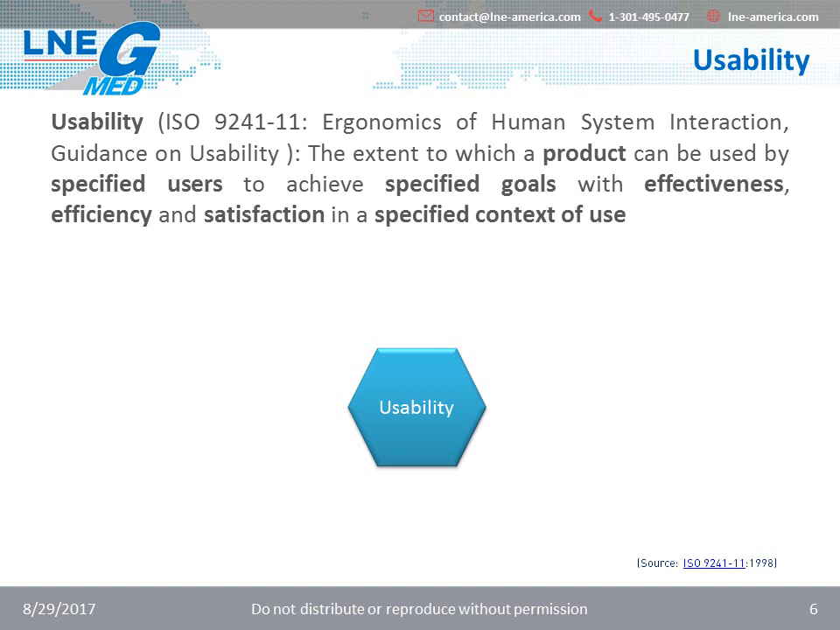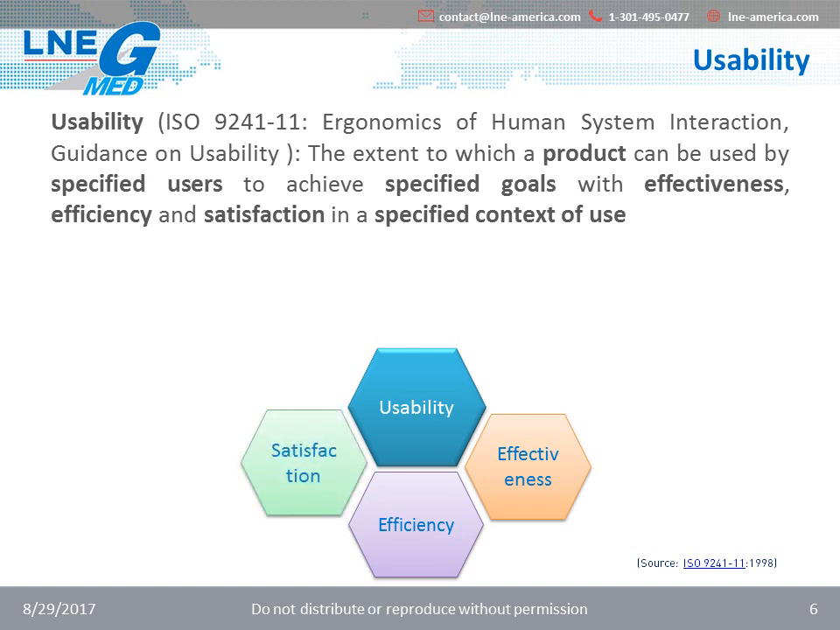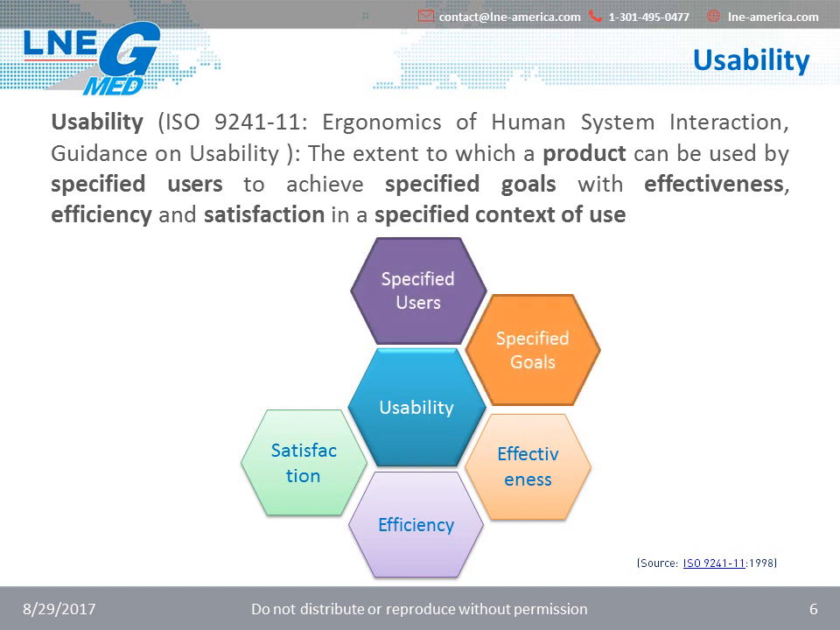In a simple way, usability is about effectiveness: can users do what they want to do? It's about efficiency, the effort that users require to do it, and satisfaction, how users feel about the product's use. These parameters are affected by users, who is using the product, by their goals, what the users are trying to do with the product, and the context of use, where and how the product is being used.